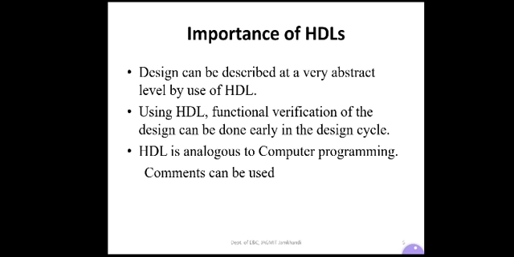By describing designs in HDLs, functional verification of the design can be done early in the design cycle. Since designers work at the RTL level, they can optimize and modify the RTL description until it meets the desired functionality. So functional verification, how the circuit behaves, what its function is, can be done early in the design cycle itself. So what is the advantage of this?